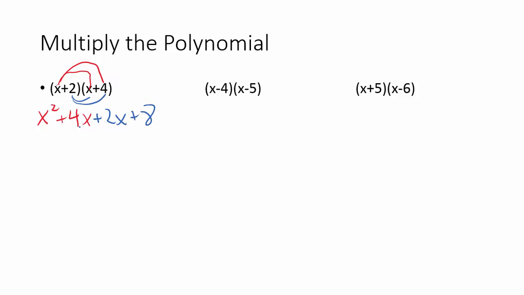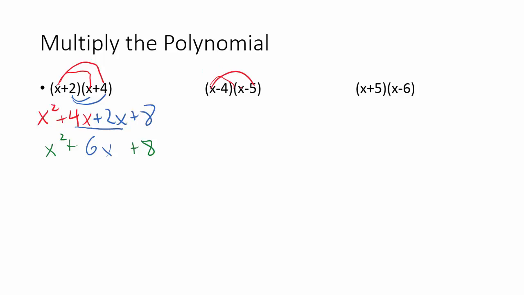And then 2 times the 4 will give me the 8. Now notice just for a second that the 2 and the 4 add to give me the middle term of 6x. That's something to think about here. So the 2 plus the 4 give me the middle term of 6x, and the 2 times the 4 gave me the 8, and then we bring down the x squared and the 8. The x times the x gave me the x squared, which we'll talk about more in a little bit.